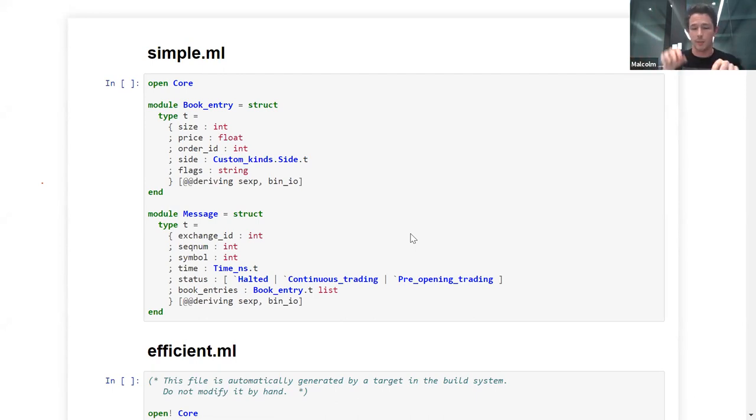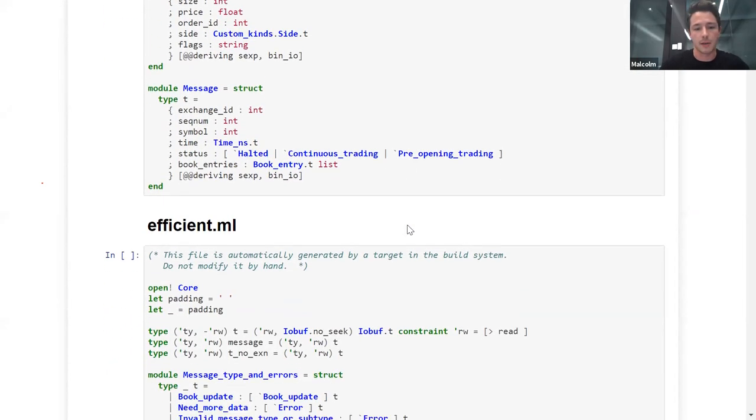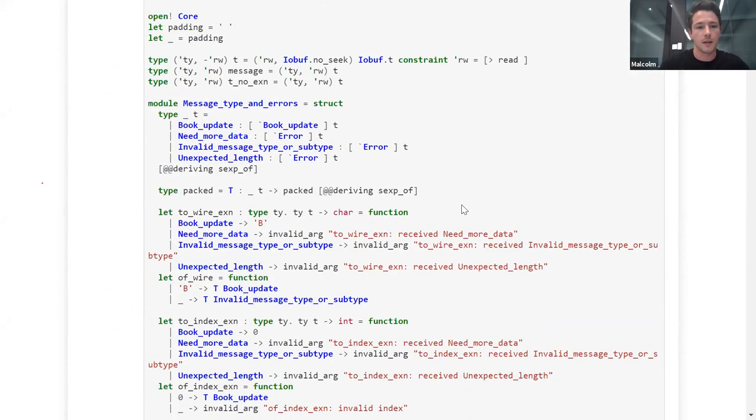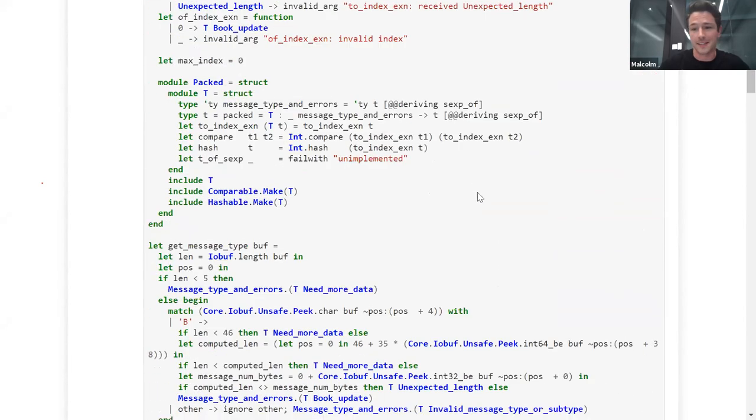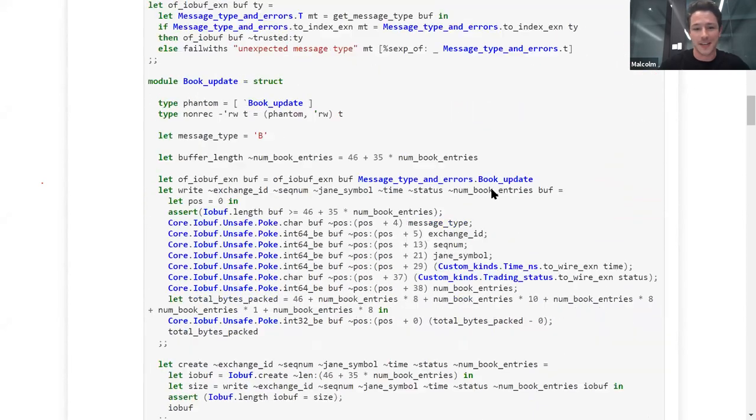We want to read in the bytes, and we just want to poke at it and get the bits out of it that we want without allocating these records. So what might that look like? There's a lot of code here. You don't need to understand really any of it. We're going to scroll down.